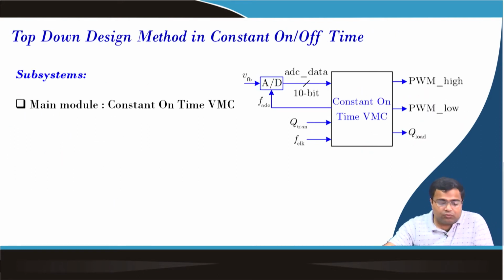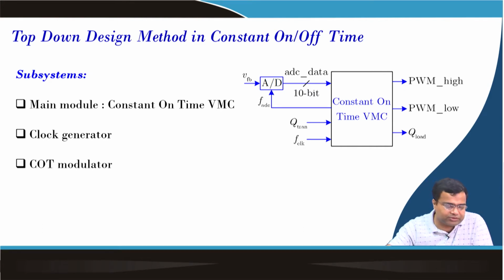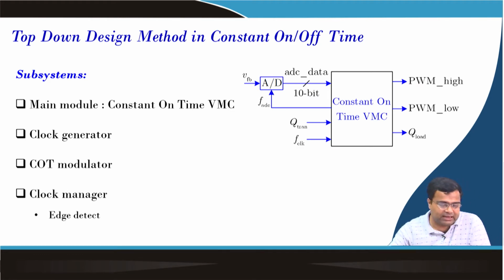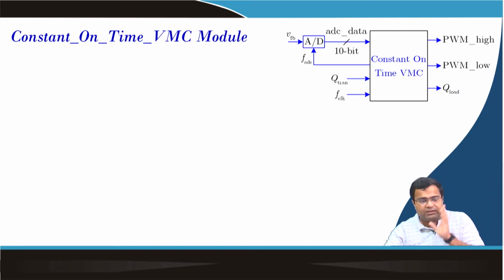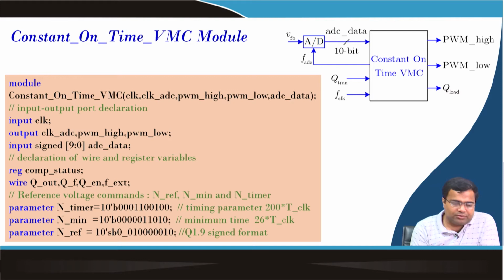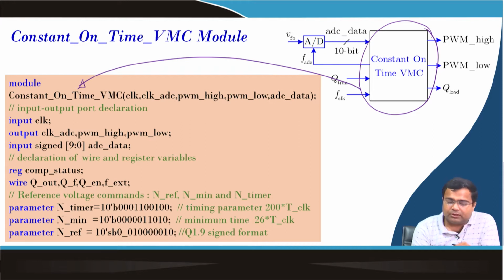We already discussed the main module, clock generator, clock modulator and clock manager. The clock manager's job is to generate the enable signal, which is very crucial, and that also requires a circuit. First we will go for the constant on time modulator. This is the basic block, and this is the overall control. We are talking about this control logic, and this is the main module. What is considered here? We are talking about this clock.